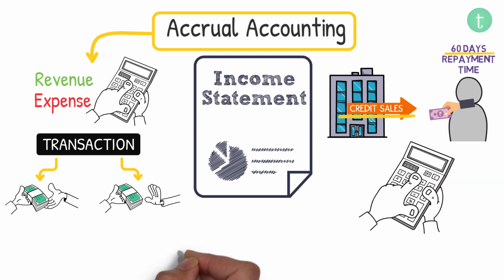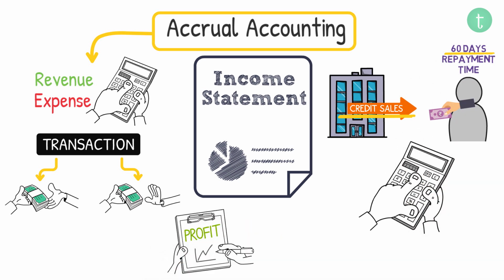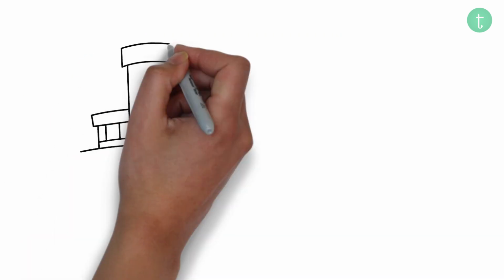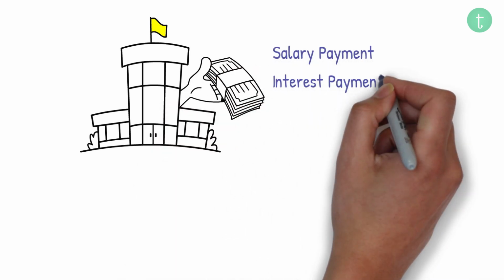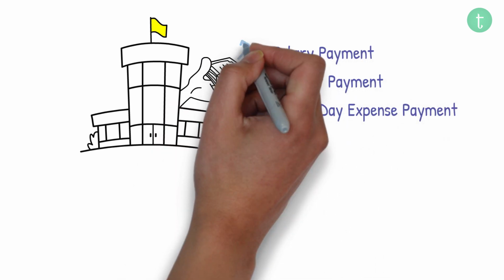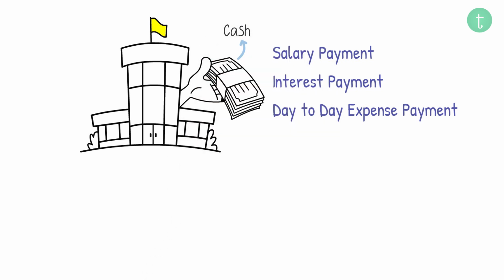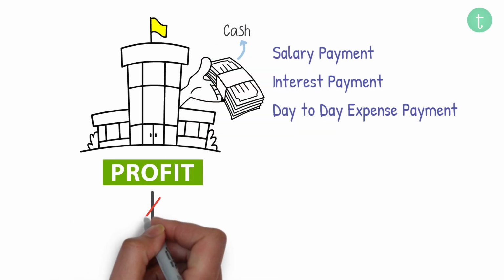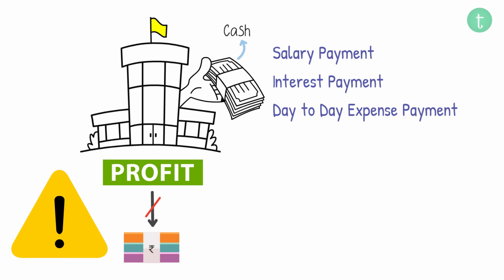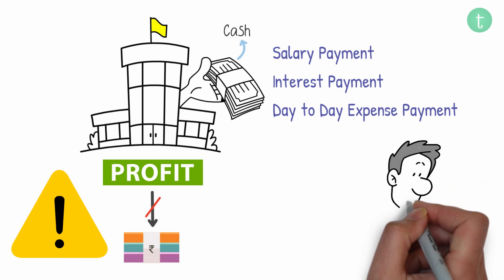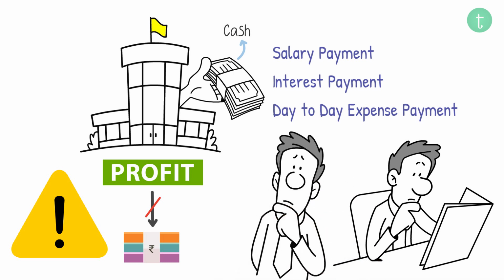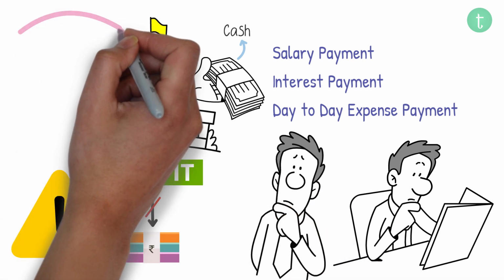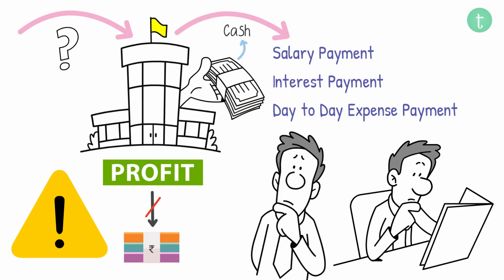Therefore, there is often a difference between the net profit reported and the actual cash received by the company. Cash is called the lifeblood of companies because many payments, such as salary payment, interest payment, and day-to-day expenses, need to be made in cash only. And if a company cannot convert its profit into real cash, it can be very dangerous for the company. Understanding this importance of cash, investors analyze the company's cash flow statement carefully and try to understand where the company's cash is coming from and where it is going.